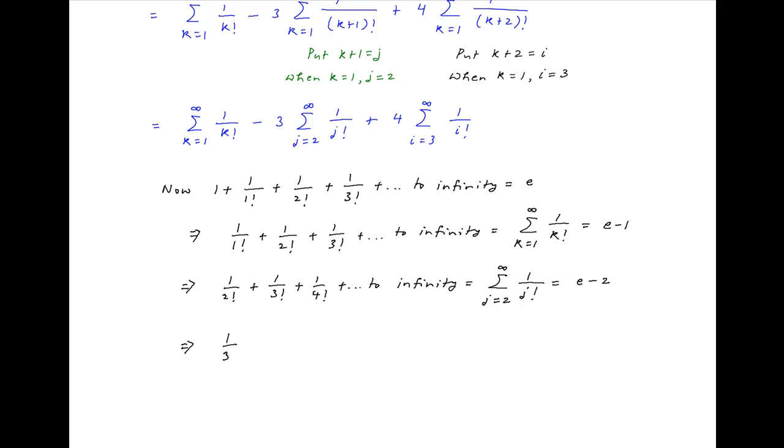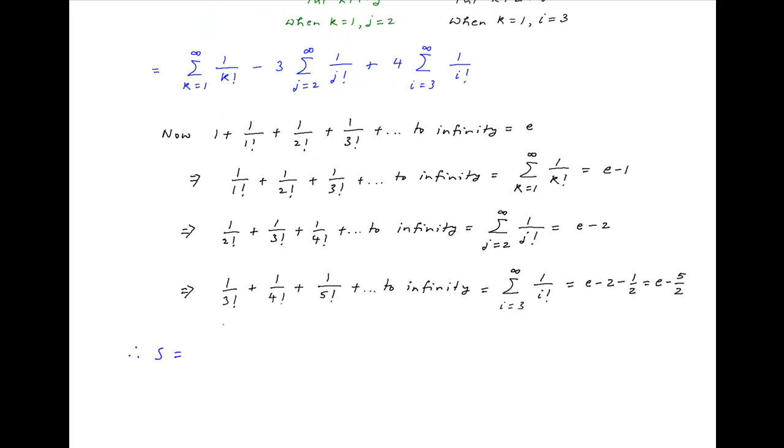And finally, this also implies that 1 upon 3 factorial plus 1 upon 4 factorial plus, and so on to infinity, which can also be expressed as summation i going from 3 to infinity 1 upon i factorial, is equal to e minus 2 minus half, which is equal to e minus 5 upon 2.